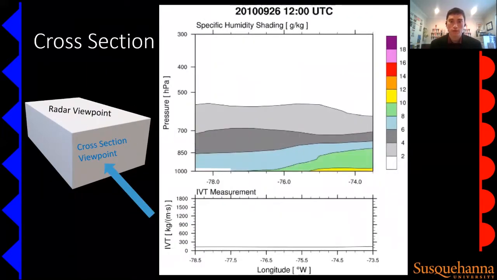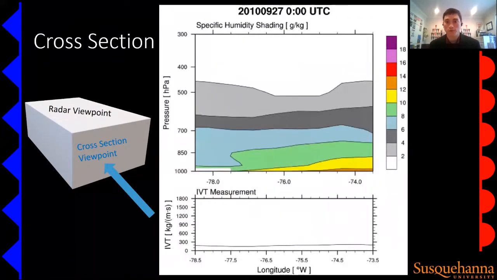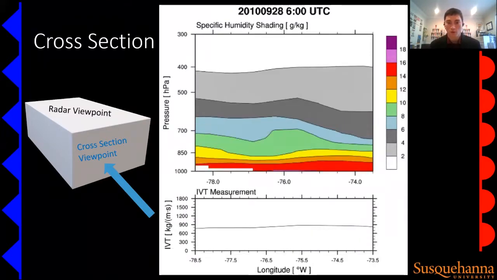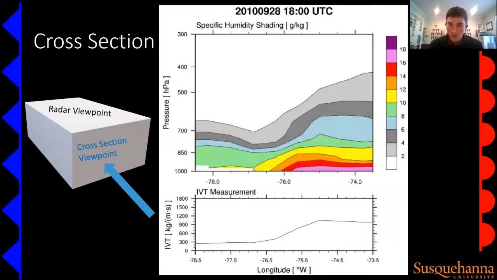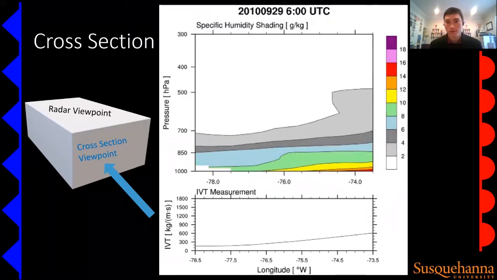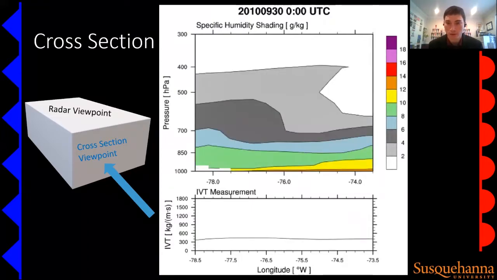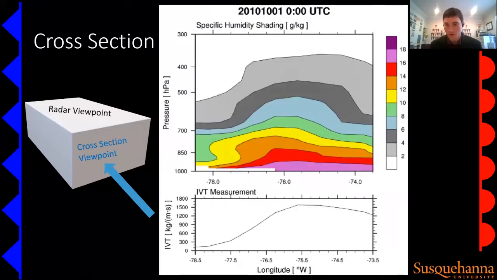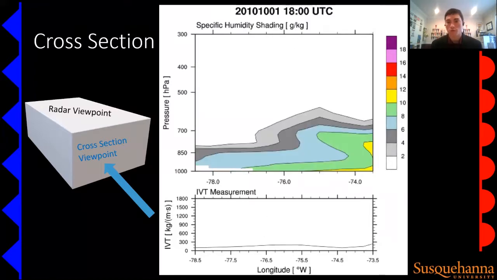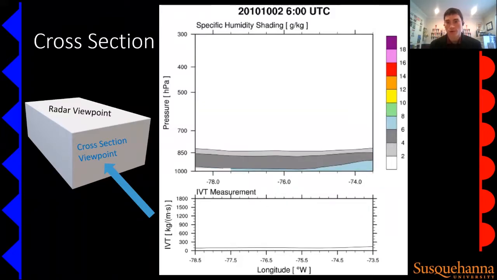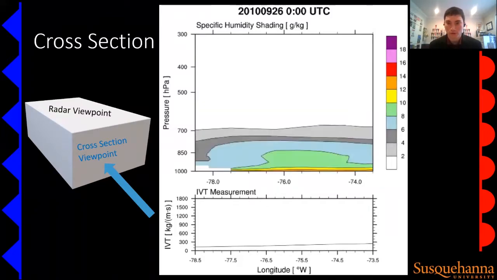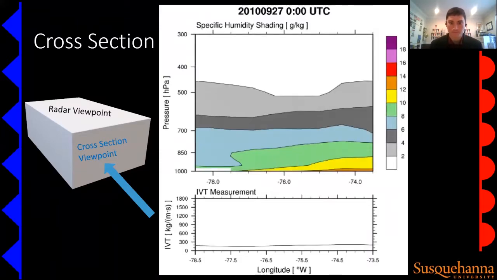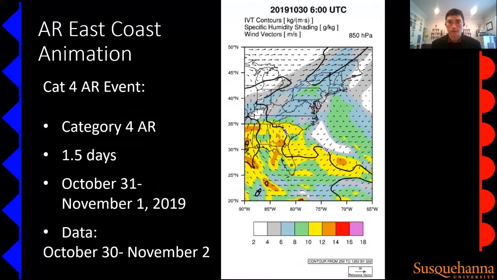Here you can see the cross section. At the top, you have the specific humidity, and at the bottom, you can see the IVT value according to its longitude. And the goal here is to show that the thickness of specific humidity rises with the IVT value depending on its location. And so the more colors you see, the thicker the moist air is, and the higher the specific humidity is. And so here's our next case study.